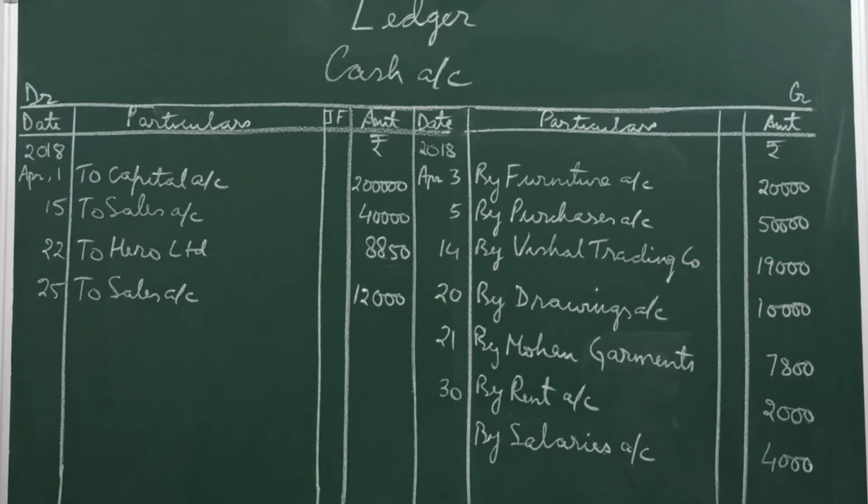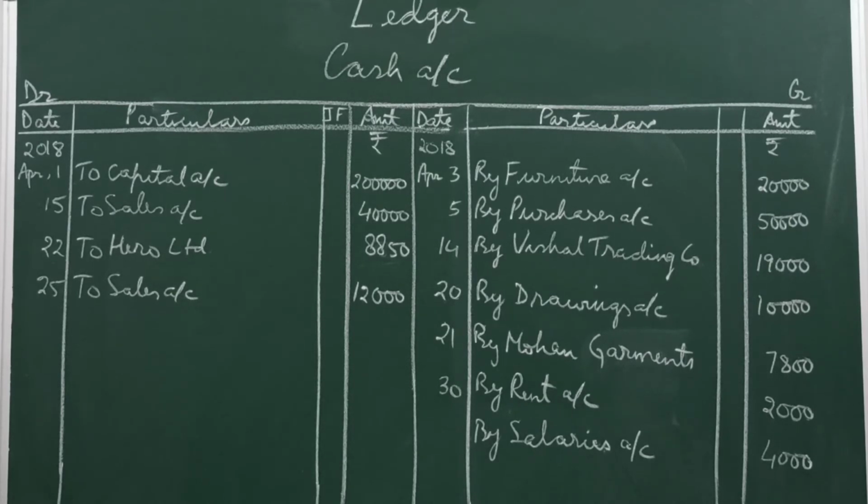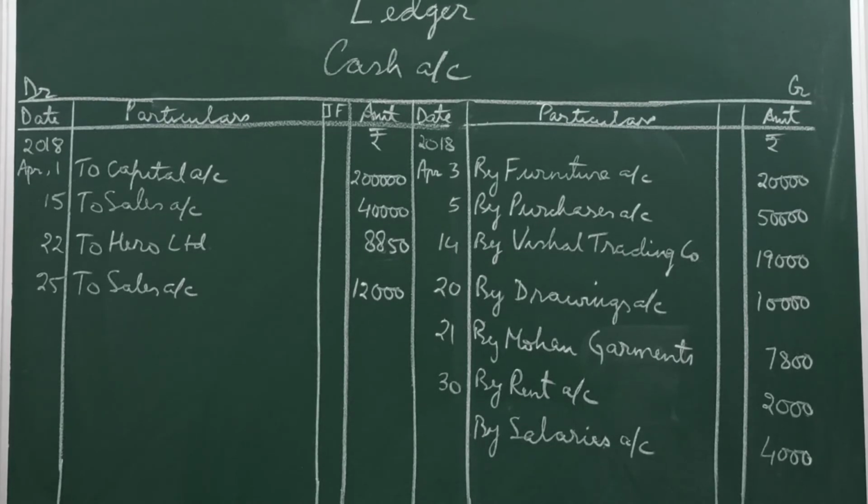Then we have cash transaction on 14. It is a compound entry. So you will see only the cash account and the amount. Cash is going out 19,000. So 19,000 is going out, will be posted on the credit side, and what you have account in the debit will be posted on the credit side by writing date wise 14 by Vishal Trading Company, and in the cash account line you have amount of 19,000.